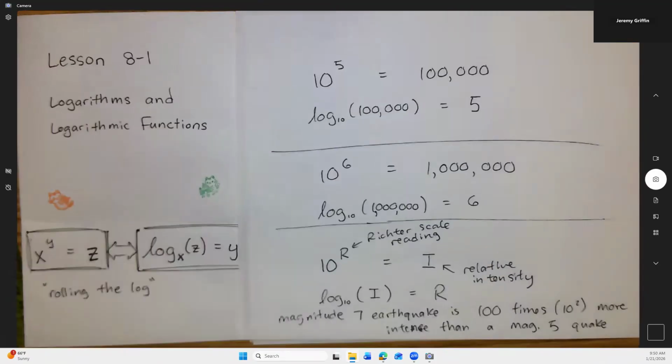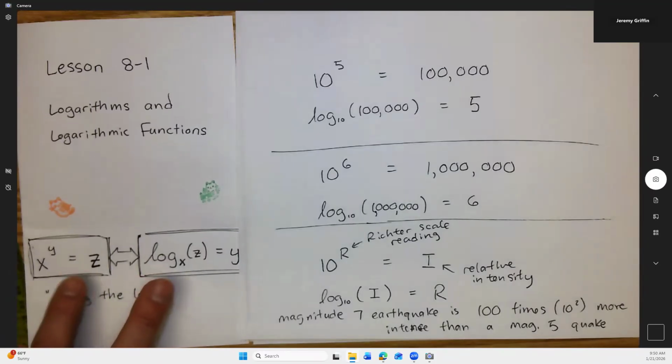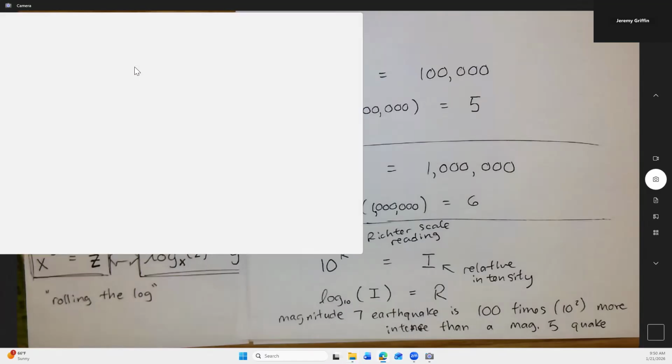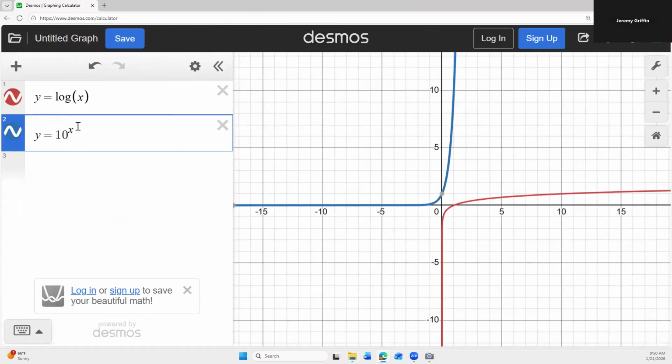I do want to show you guys graphical versions of these. What I'm about to say is that logarithms and exponents, in terms of graphs, are really inverses of each other. Right? And you guys remember what inverses look like. Oh, I've got it up here already. Here we go. Let's start with the blue curve. You guys see y equals 10 to the x.